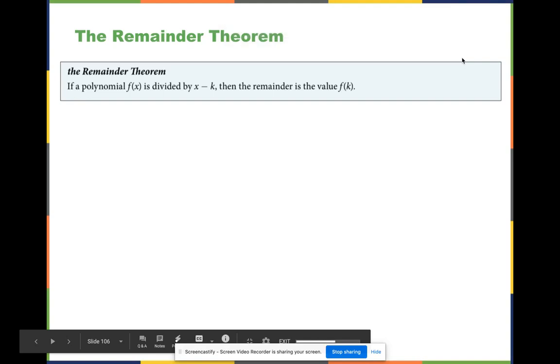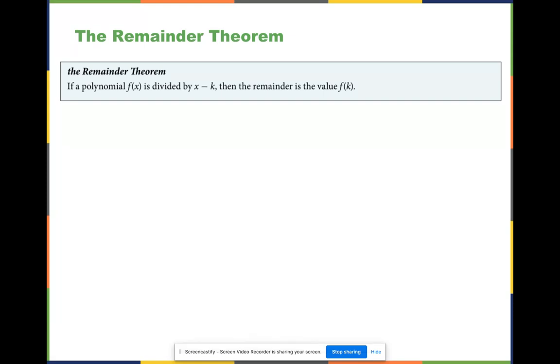All right, we are going to talk about several tools, several theorems or observations that we can use in factoring polynomials. The first tool that we have is called the remainder theorem. The remainder theorem: if a polynomial f of x is divided by x minus k, a linear factor, then the remainder is the value f of k.